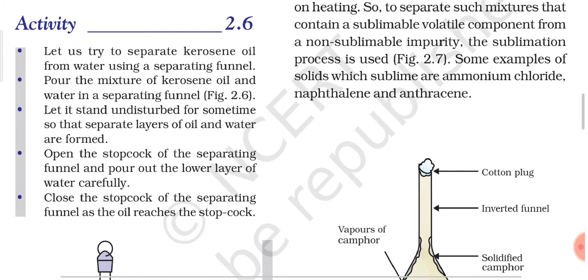Whereas just the previous one, when we are having a mixture of two immiscible liquids, then we are separating it by using apparatus which is a separating funnel. So these separation methods, or these separation techniques, or even the apparatus, whatever we are using to separate the components of a mixture, that depends on the nature of the mixture. So that is why here it is given.